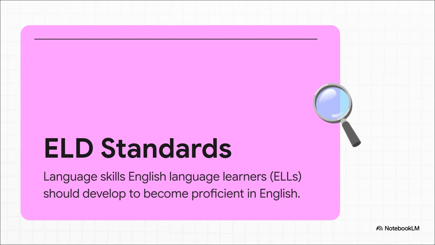In our example, we're talking about ELD, or English Language Development Standards. And this isn't just some list of vocabulary words. No, it's a really detailed roadmap that breaks down what it means to be proficient into specific skills. Without it, teachers are just guessing what to focus on. But with it, they have a clear, consistent guide for their teaching.